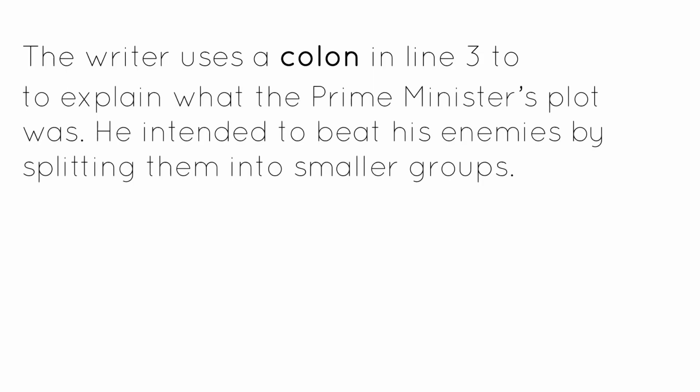So to explain what the Prime Minister's plot was, he intended to beat his enemies by splitting, that's divide, by splitting them into smaller groups. Okay, and beat his enemies is the idea of conquering. So I get 1 mark for colon and 1 mark for my explanation.